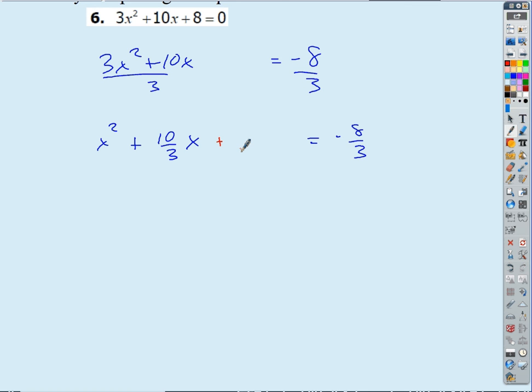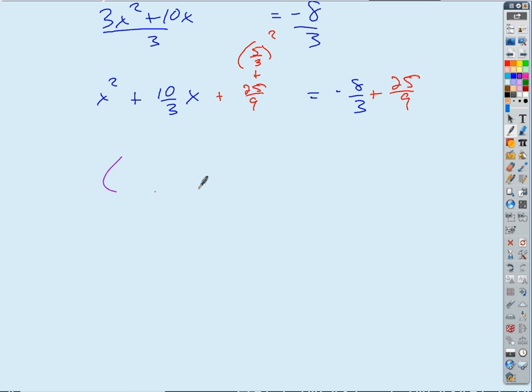Well, it'd be 10/6, which is 5/3, right? So half of 10/3 is 5/3. Squared is 25/9. So I've got 5/3 squared, which is 25/9. I've got to add that to both sides.